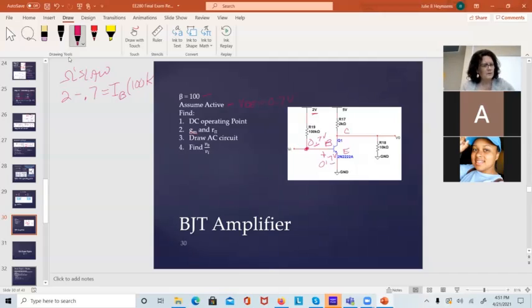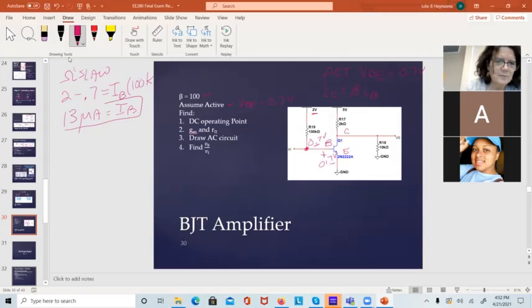Let me get the number here. IB is 13 microamps. That's what I just said. Okay, so we've got IB. The only thing I've used so far is that it's active, VBE equals 0.7 volts, and then I used Ohm's law. I'm going to use this equation also: IC equals beta IB, because we have IB.